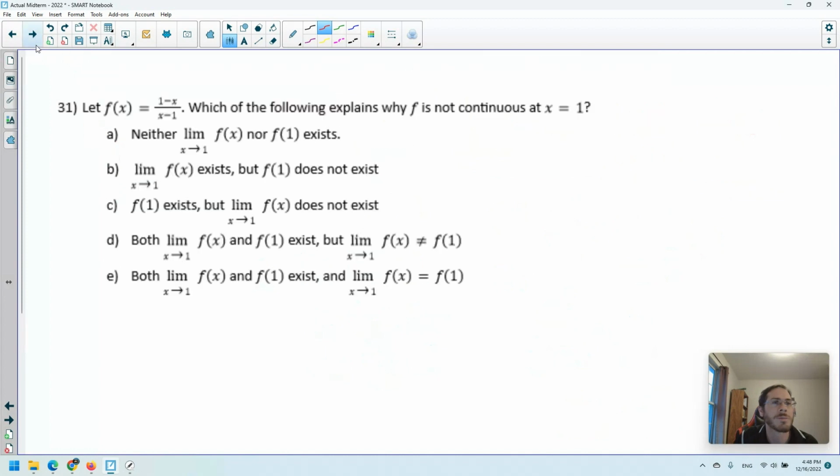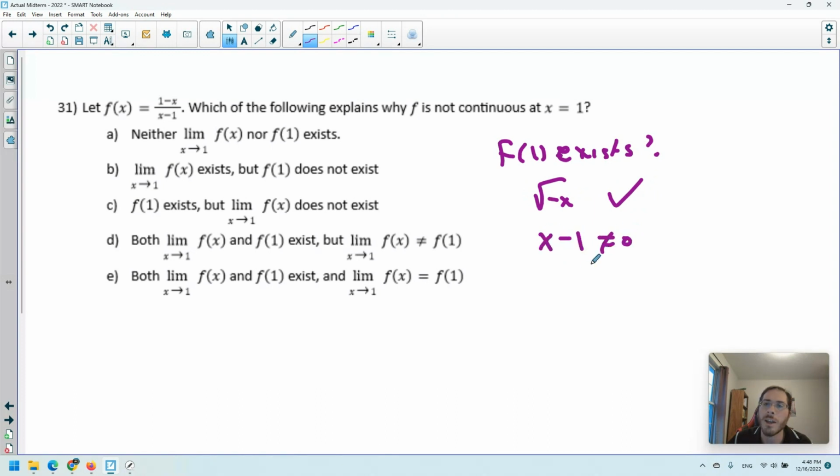That was the cone question. Here we have to say which of the following explains why f is not continuous at x equals 1. So it's already telling us that it's not continuous. So this is another one where we have to use those continuity rules to figure out what the answer is. So first we're going to check to see if f of 1 exists. There are no square roots or even roots, so we're okay there. But x minus 1 is not allowed to be 0. And if I add 1 to both sides, x is not allowed to be 1. So f of 1 does not exist.